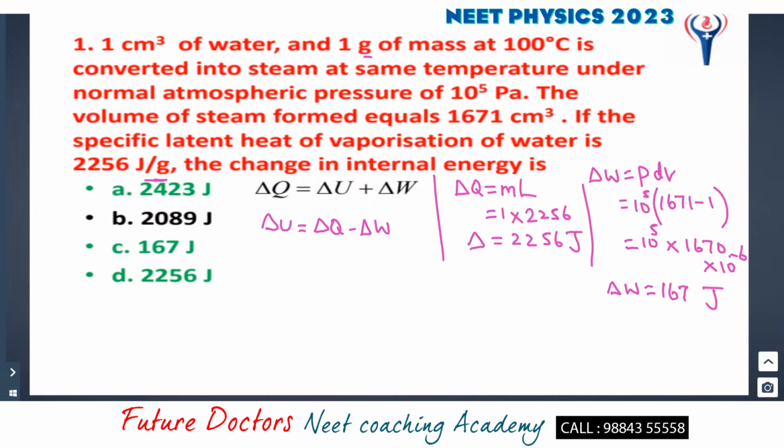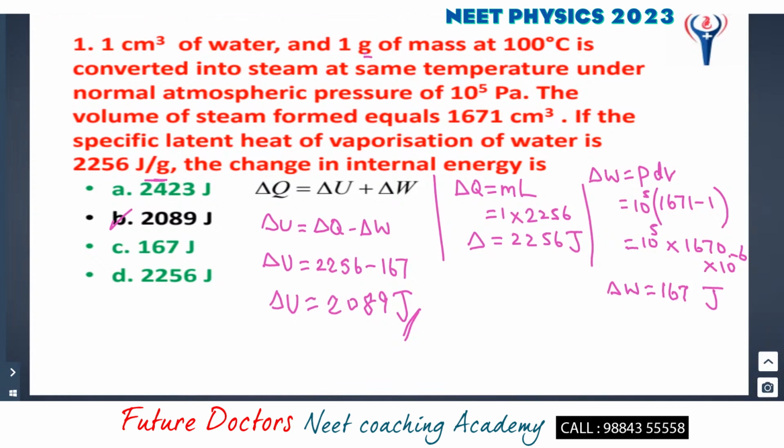So we found two things. ΔQ we found as 2256 joule and ΔW is 167. Substitute this here. ΔU equal to ΔQ, 2256 minus 167. If you simplify this, you will get ΔU equal to 2089 joules. That is option B. Option B is the correct answer. I think most of you got this answer.